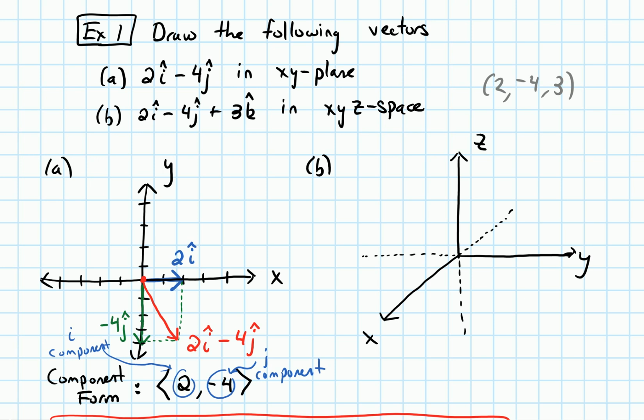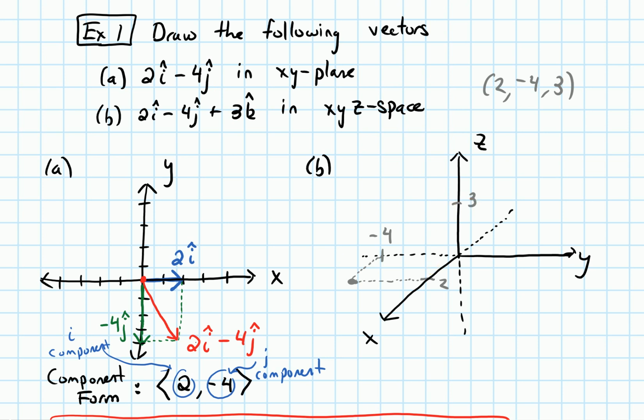So to do that, we need to go 2 in the x direction. So 2 in the x direction would be, let's say, somewhere here. And then I'm going to have to go negative 4 in the y direction. So let's say that's here. And now, just like we've done before when we've drawn points, I'm going to draw a line through 2 that's parallel to the y-axis. And then starting where negative 4 is on the y-axis, I'll draw a line parallel to the x-axis. And then I have this point right here. Okay, and now let's draw where 3 is on the z-axis. So let's say 3 is somewhere here.